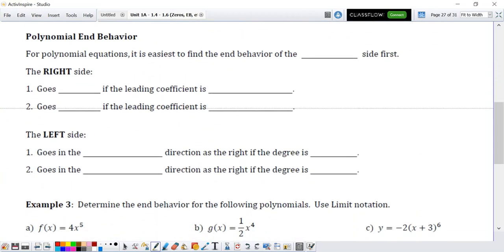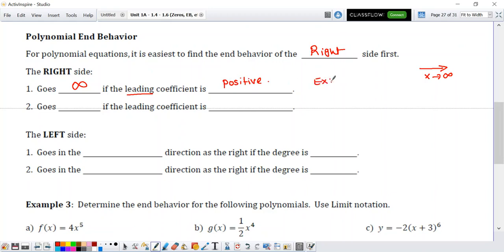Okay, so polynomial end behavior. For polynomial equations, it is easiest to find end behavior of the right side first. Right side first, because many times we know that as x goes to infinity, the function is going where? So the right side, the function goes to infinity if the leading coefficient is positive.